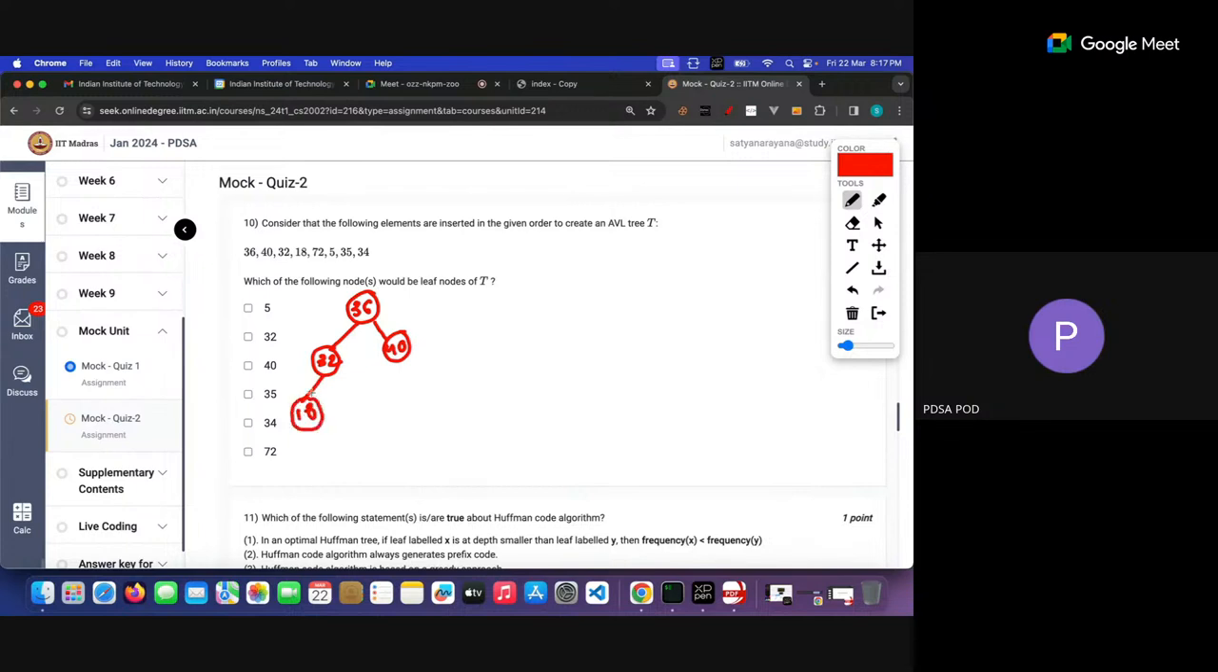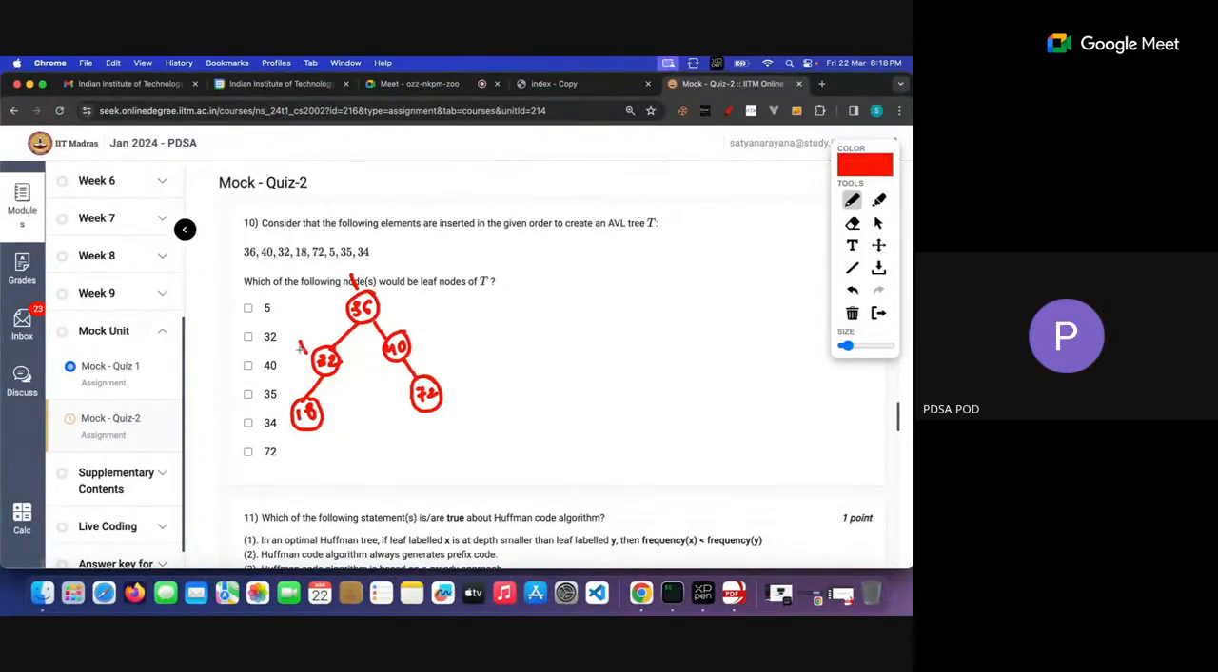Any problem after adding 18? Any balancing factor problem? No, sir. No problem, because 32 has left height 1 and right height 0, so 1 minus 0 is 1, no problem. For 36, the left side has 2 and the right side has 1, so 2 minus 1 is 1, no problem. Up to here, no problem. Then 72 came and is added here. After adding 72 also, no issue. Is it right?